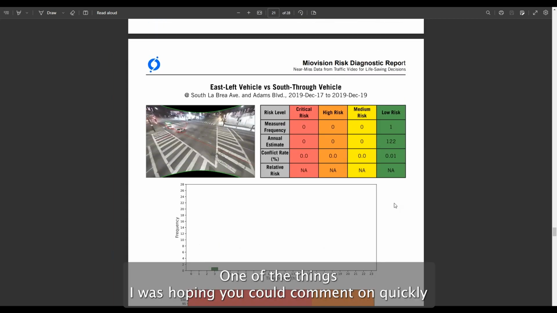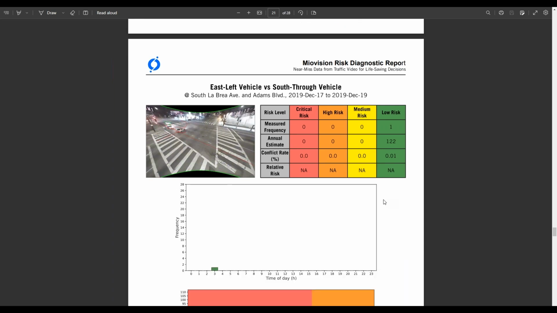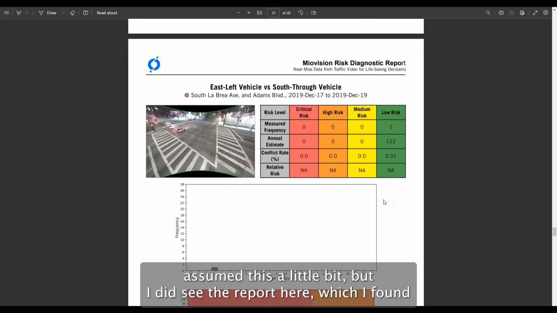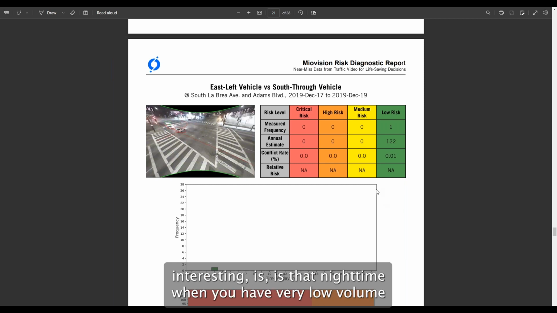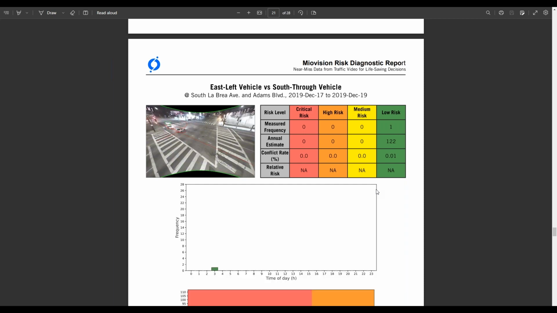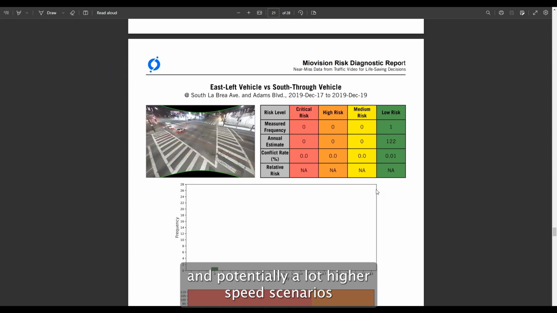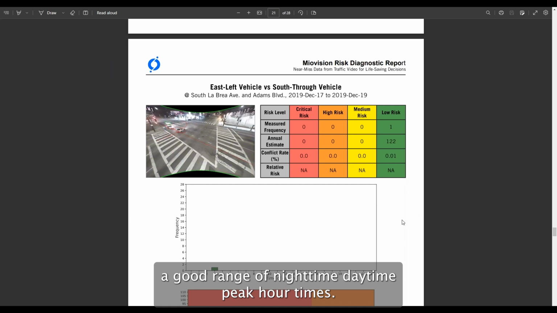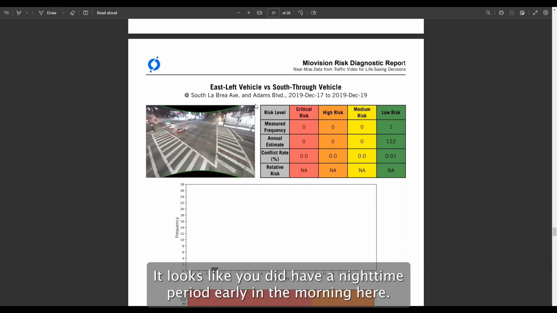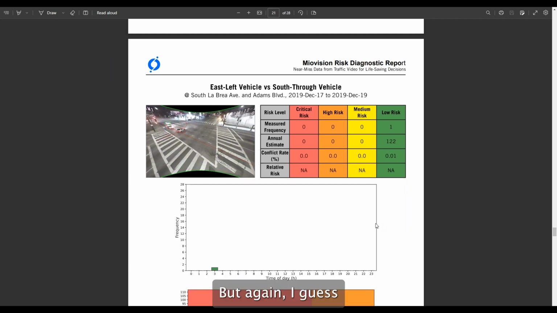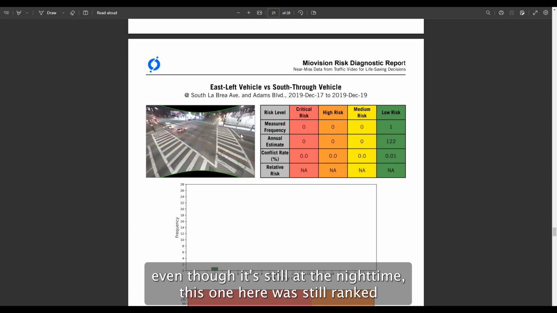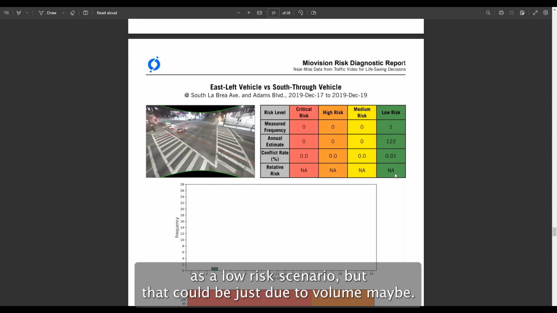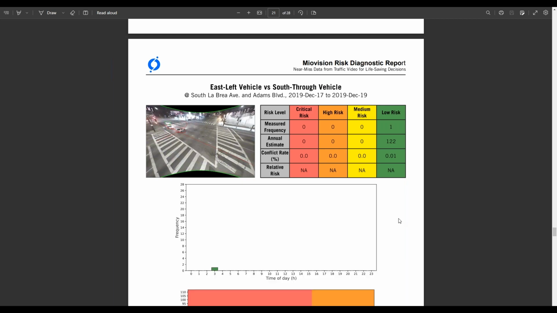One of the things I was hoping you could comment on quickly, and I kind of just assumed this a little bit, but I did see in the report, which I found interesting, is at nighttime when you have very low volume and potentially much higher speed scenarios. In your analysis, I guess you try to capture a good range of nighttime, daytime, and peak hour times. You try to cover the whole range, and it looks like you did have a nighttime period early in the morning here. But even though it's still at night, this one was ranked as a low risk scenario, but that could be just due to volume maybe.